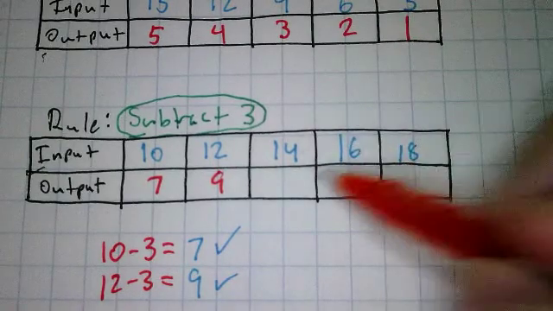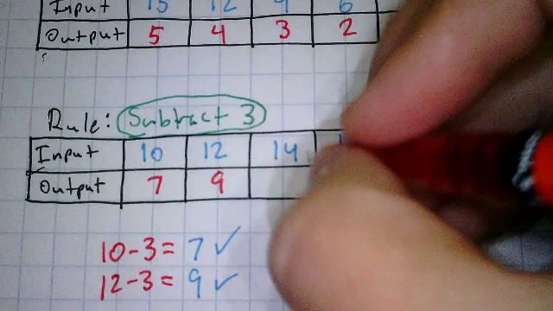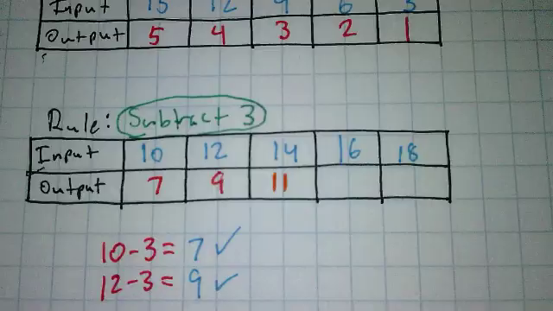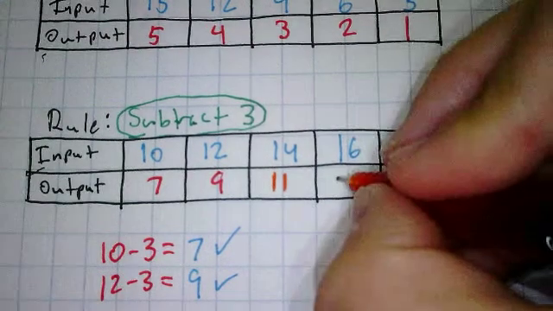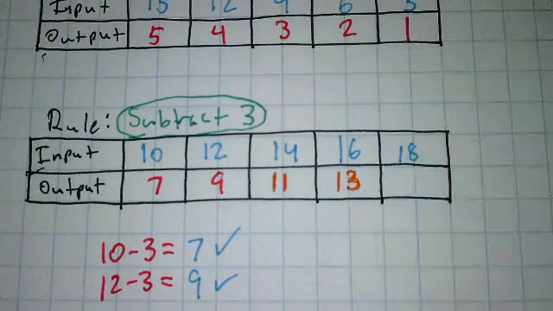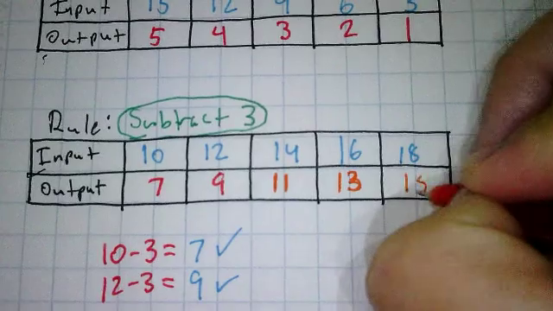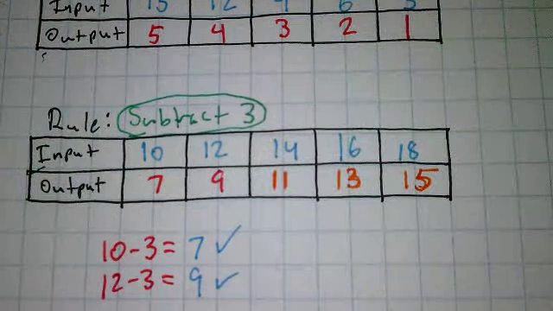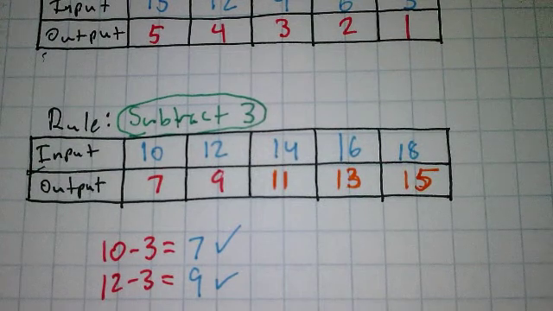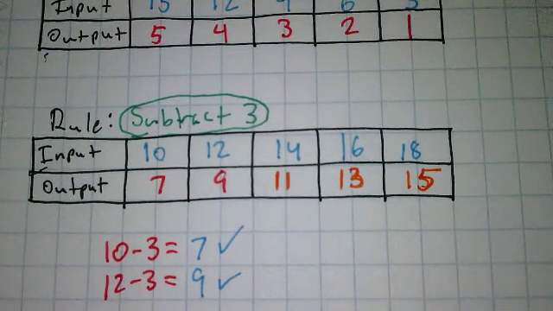So now that we have our rule, we can fill out the rest of the table, yes? So what's 14 minus 3? 11. What's 16 minus 3? 13. And what's 18 minus 3? 15. Okay? So I knew my rule was subtract 3, and once I figured out my rule, I could easily fill out the rest of the table. I think that's easier than the other one. You don't have to go through all of them. You just have to go through 2.